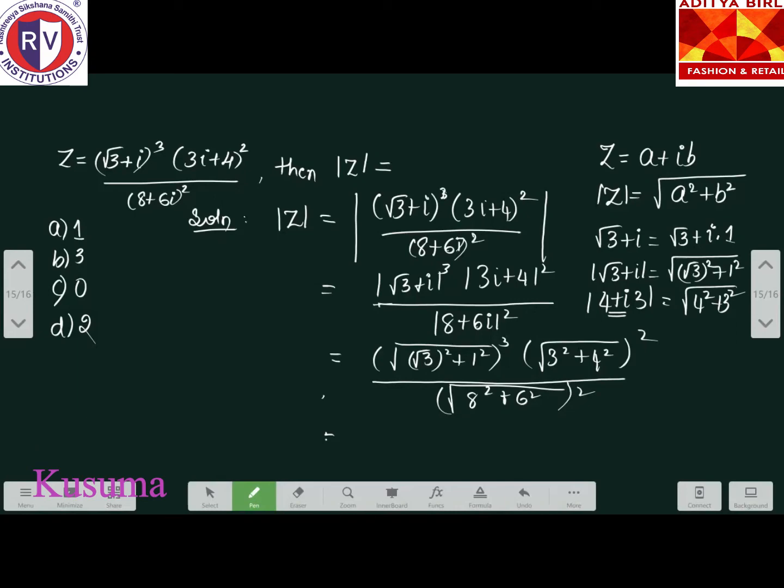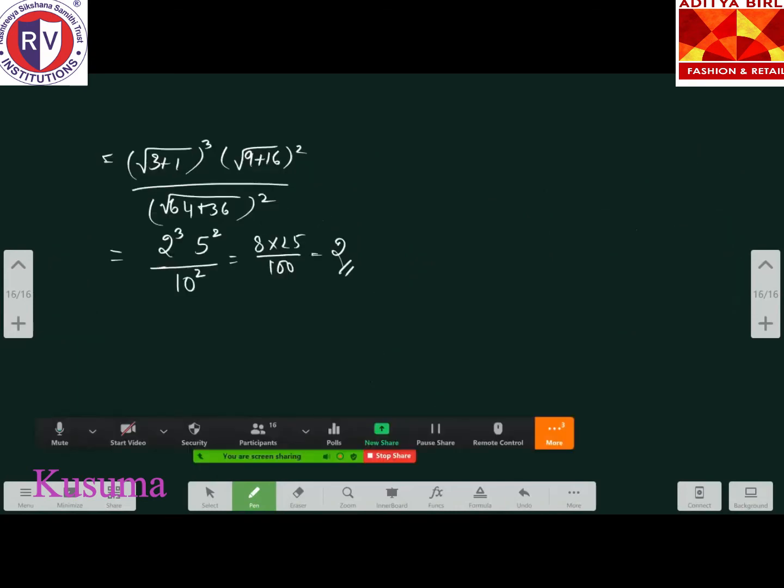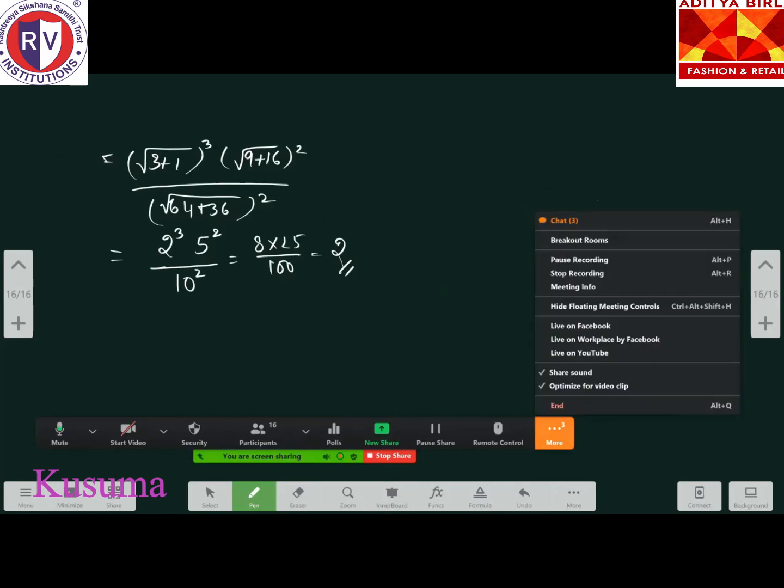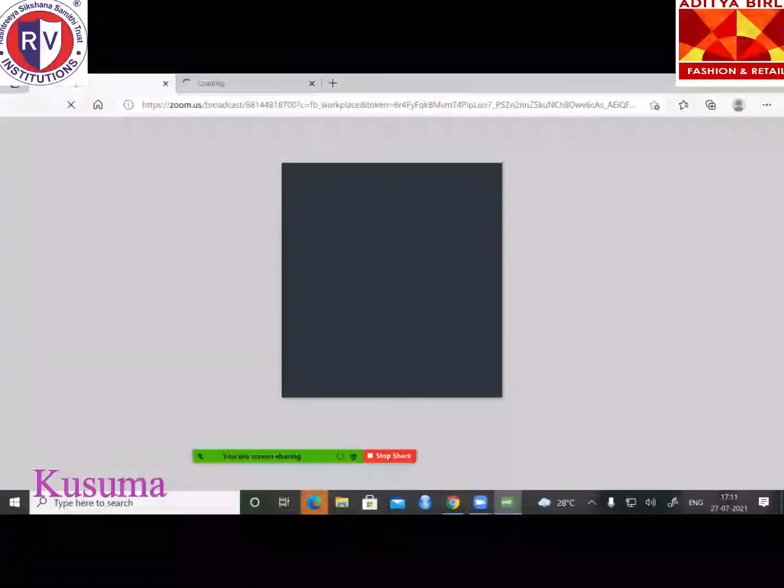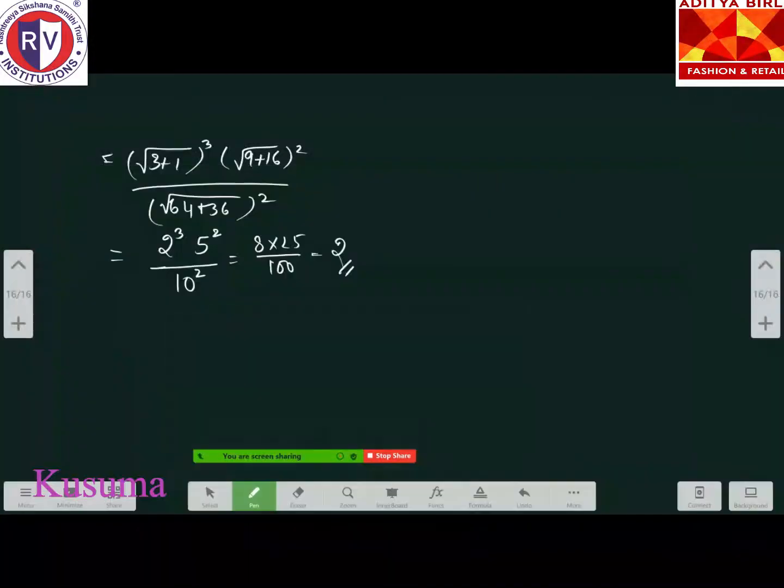So now we are simplifying, that's all. In the previous step, it was root 3 square plus 1 square. Root 3 whole square is 3, plus 1 square is 1. So everything is under the root. We know 3 plus 1 is 4. Root 4 is 2. And there is a cube for the entire thing, so here it will be 2 cube.